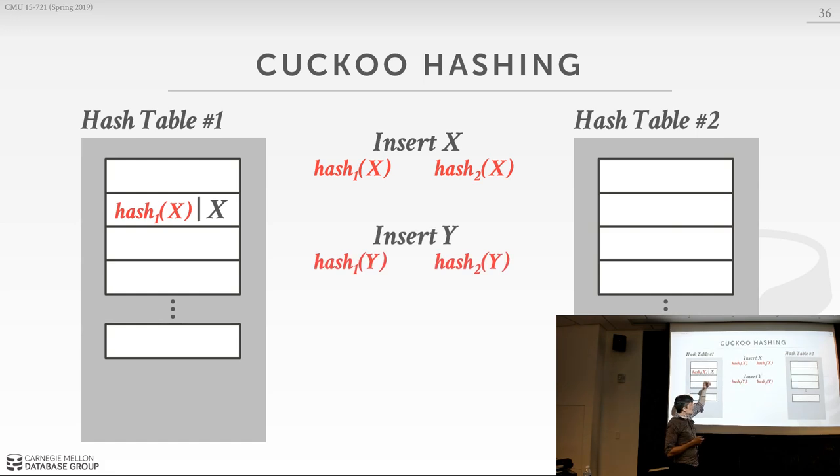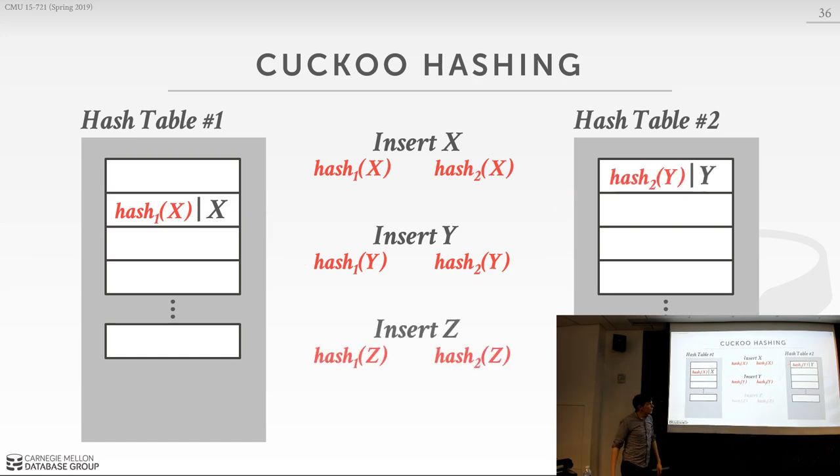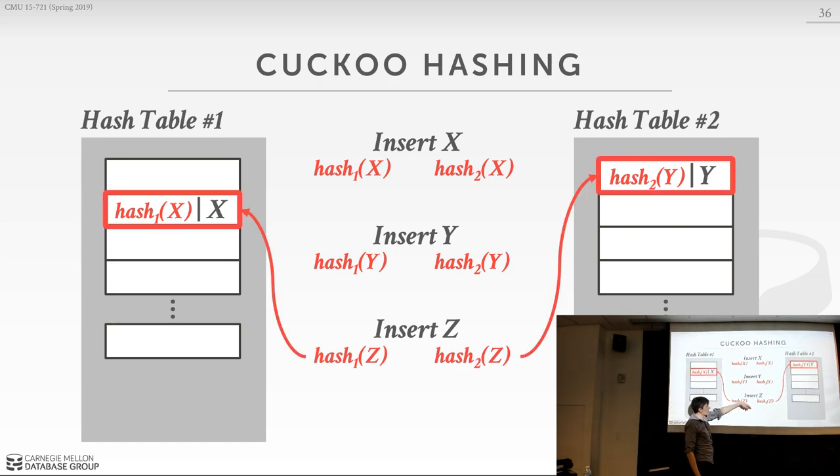Now I want to insert Y. I hash it again with both. Say the first hash function actually maps to where X already got inserted, right? But the second hash function maps to this other slot that's free. So rather than steal X's position in the first one, I just go ahead and insert it over here, right? No problems. But now I'm going to insert Z. So Z is going to hash to this slot, and it's going to hash to this slot. So I'm going to flip a coin and pick a victim. So let's say that I choose that side.